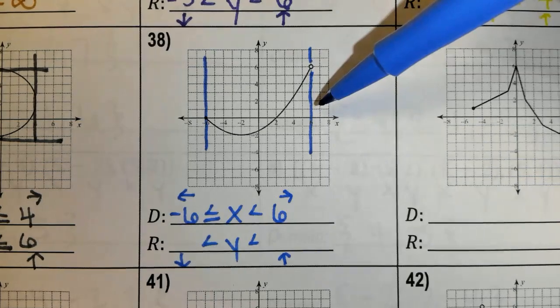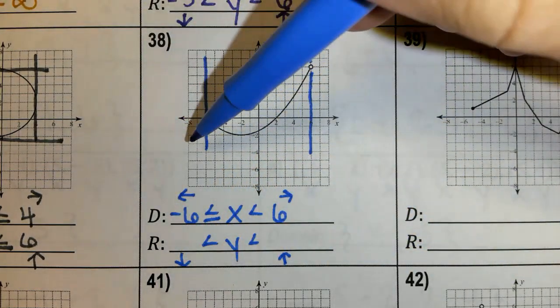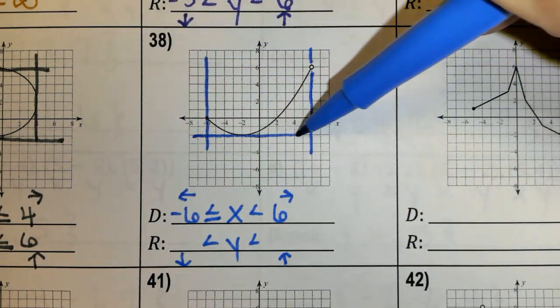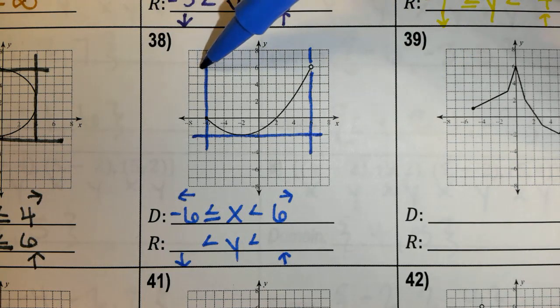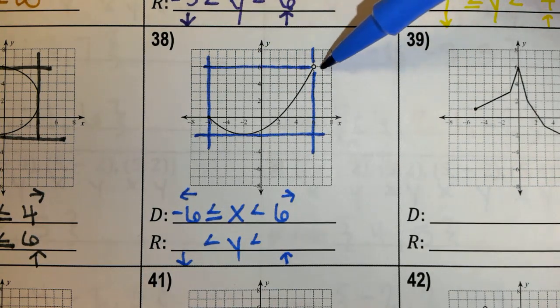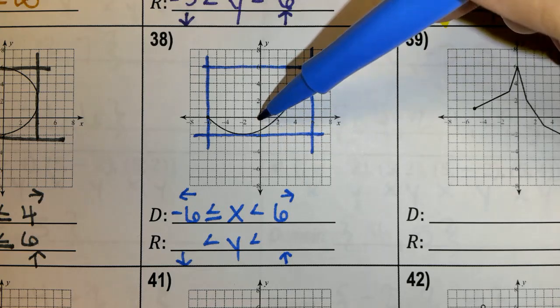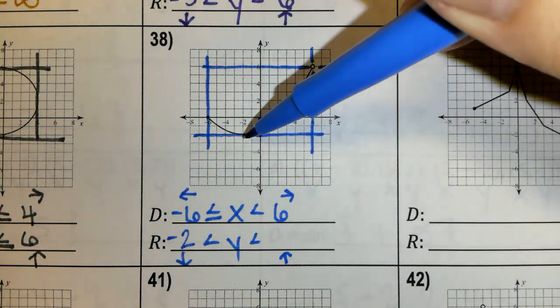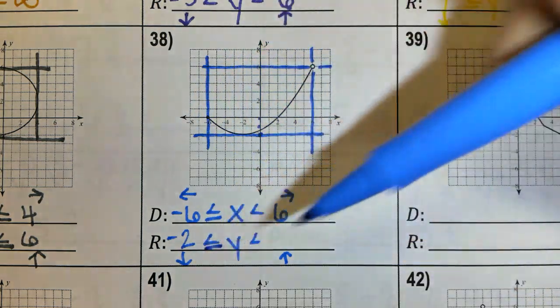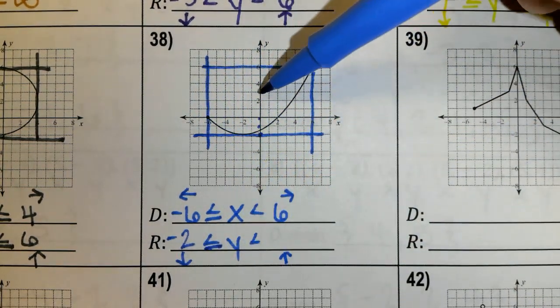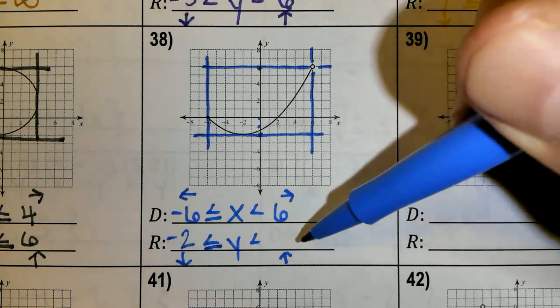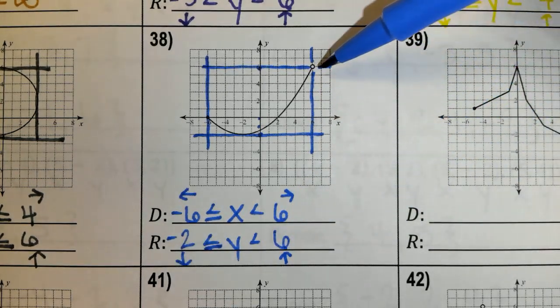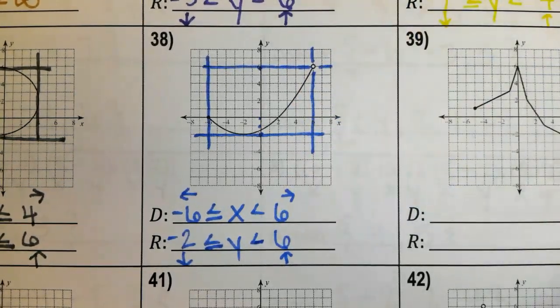Okay, so I have left to right, then I want bottom to top. So my bottom is right here, and my top is right here. So the bottom is -2. And there's no open circle, and that's not infinity, so I underline it. And the top is 6, right here, +6. And that is an open circle, so I do not underline it.